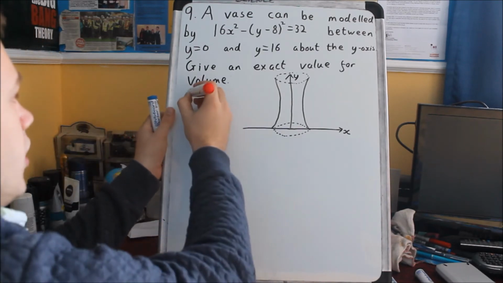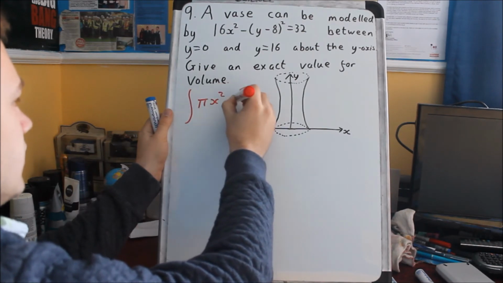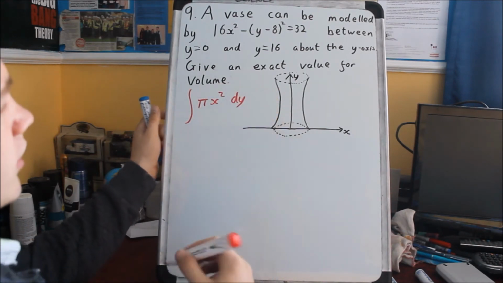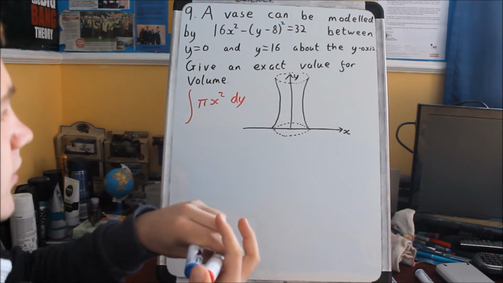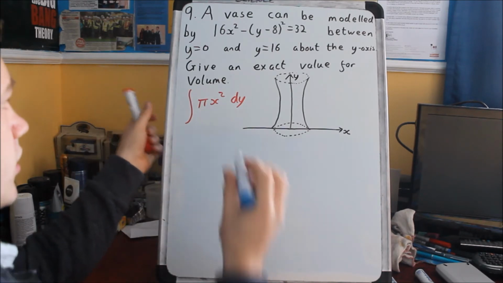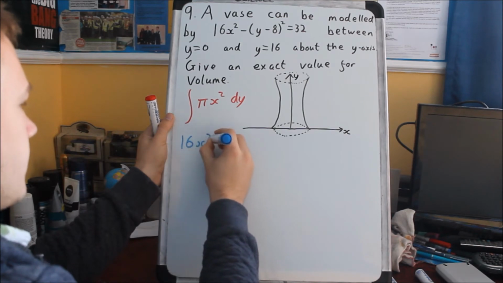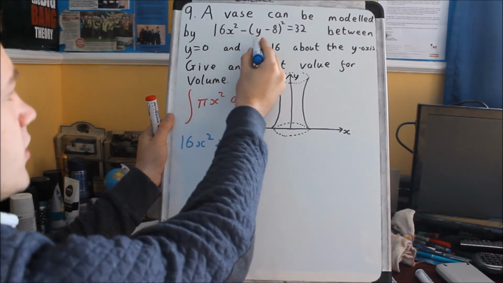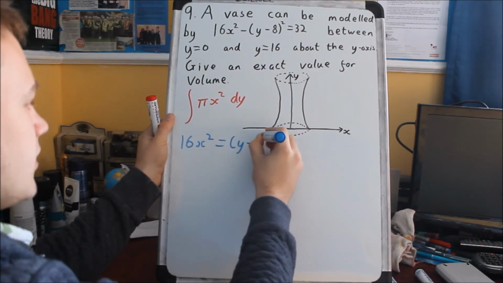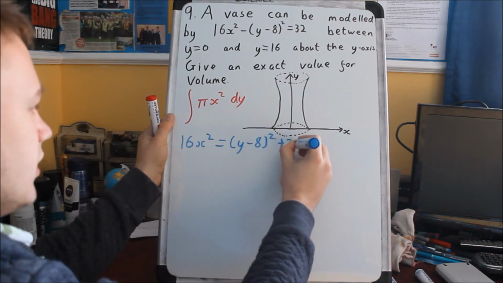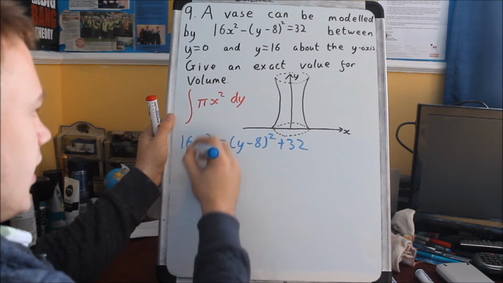So we know, or we should know, we're going to be using the integral of pi x squared dy. So x squared is going to be in terms of y. Our first job is to find out what that x squared equals. So what I'm going to do is take this equation first: 16x squared equals, and take this minus (y minus 8) squared over the other side. So we get (y minus 8) squared plus 32. Then we're going to divide both sides by 16, and then we're going to plonk it into here.